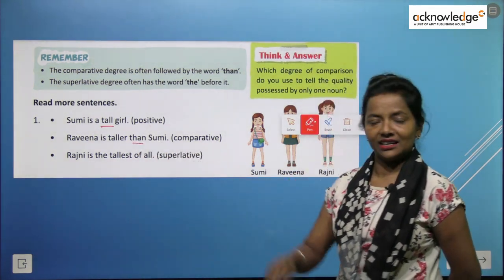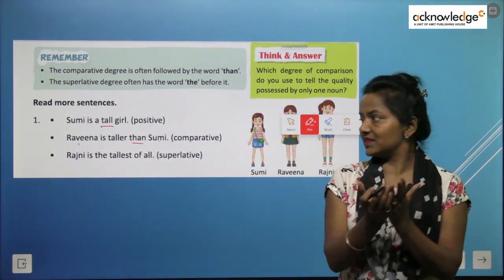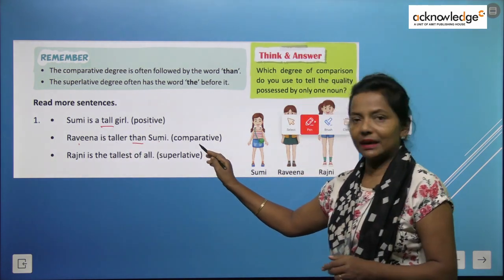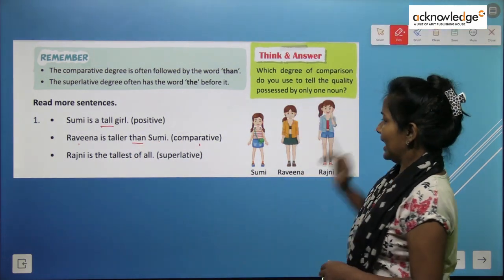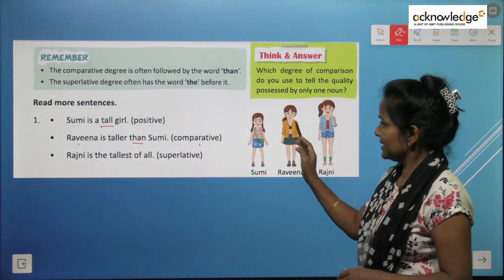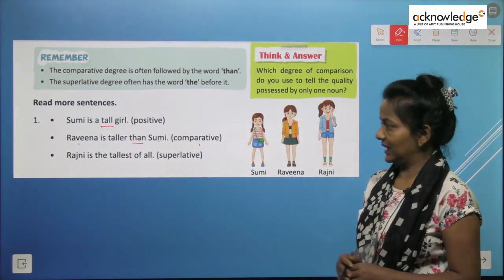यहाँ दैन भी आ गया, कंपैरिजन आ गया. किसमें, रवीना एंड सुमी में कंपैरिजन आया. तो रवीना सुमी से ज्यादा टॉलर है, तो ये कंपैरेटिव हो गया. ओके. एंड सी, सुमी, रवीना एंड रजनी. रवीना इज टॉलर दैन सुमी. रवीना सुमी से थोड़ी सी ज्यादा लंबी है.